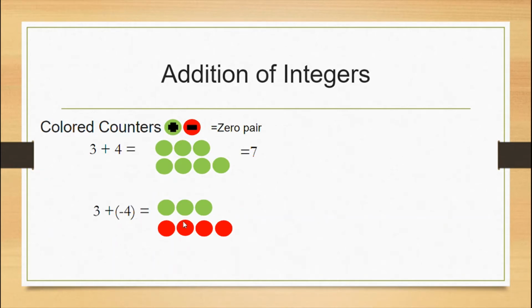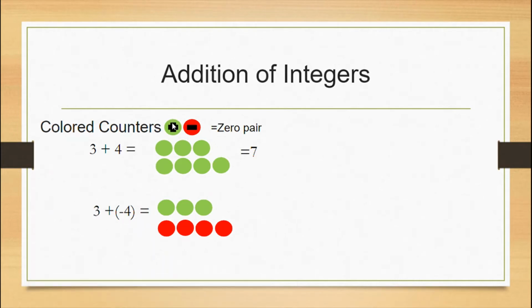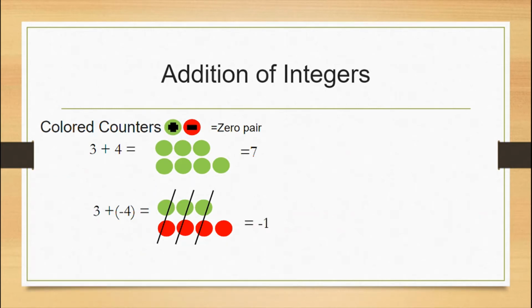Now going back, we have here 3 green counters for positive 3 and 4 red counters for negative 4. Going back to our instruction, if we have positive counters and negative counters, it means they are zero pairs, or they do not have any value. So for this one, we have 1 zero pair, so we're going to cancel this. This one is also a zero pair, and this one is a red counter, so it means our answer is negative 1.